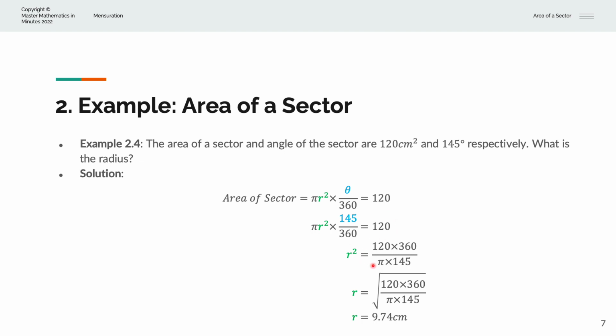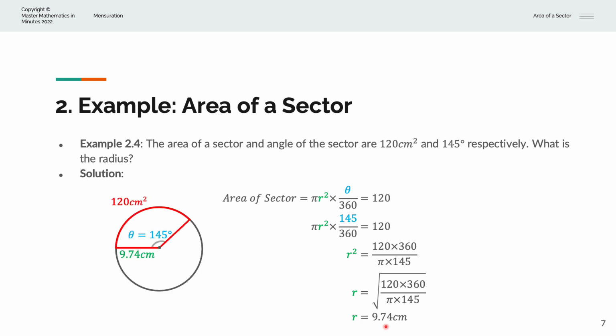So r squared is equal to 120 multiplied by 360 over pi multiplied by 145. So r is equal to the square root of 120 multiplied by 360 over pi multiplied by 145. And that gives us r as equal to 9.74 centimeters.